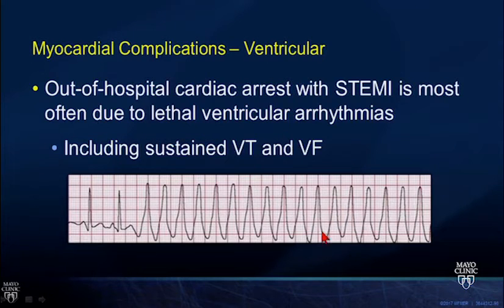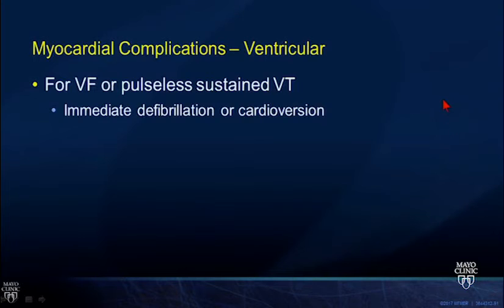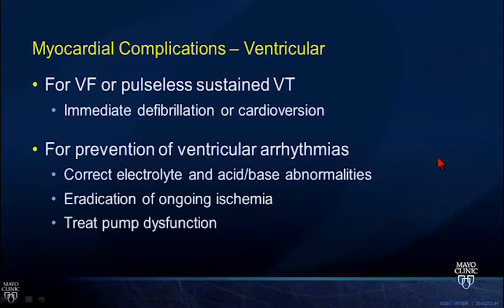Here we see an example of a strip where we're going from sinus into VT. If you have a patient in VT or VF, get them out of it. You don't need a doctorate for that one, right? Okay? In addition, you're going to want to correct the things that you can correct. You're going to want to fix the electrolytes. If they're hypoxic, you want to fix that. You want to eradicate ongoing ischemia and treat pump dysfunction.